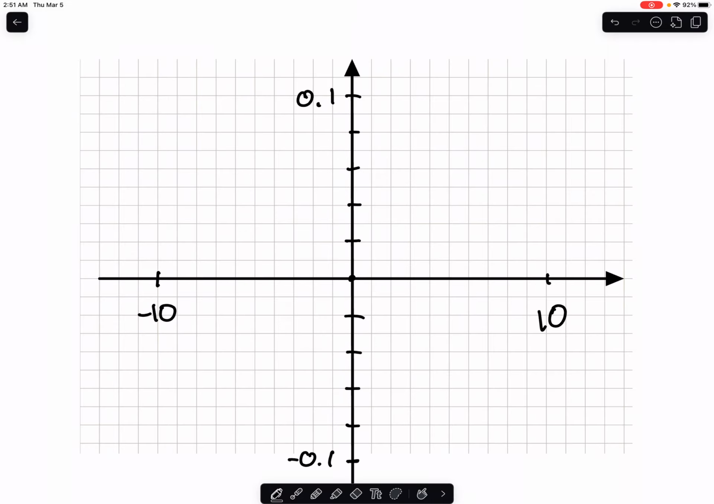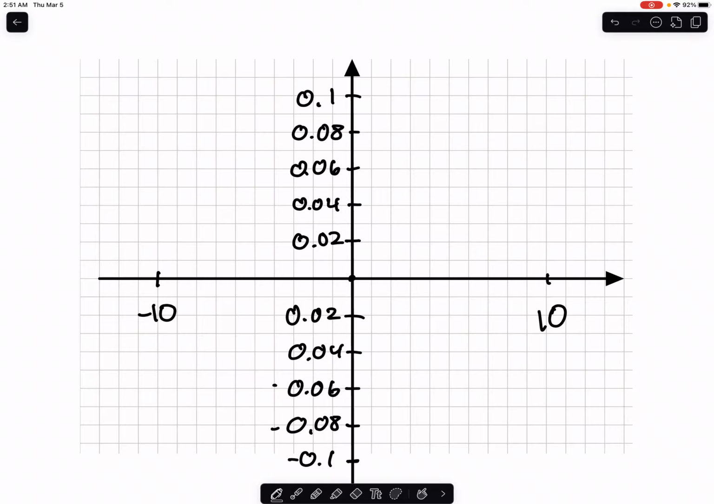All right. So let me see. We went by 2's. So this is like, it's not 0.2. It's like 0.02, 0.04, 0.06, 0.08, and then 0.1, 0.02, 0.04, 0.06, 0.08. These guys are negative.